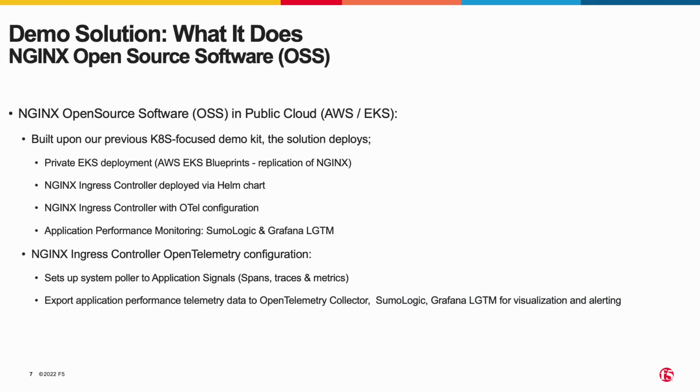For the NGINX open source software use case, this demo kit follows essentially the same steps used in the previous use case in terms of NGINX deployment within AWS EKS using Helm charts, enabling OpenTelemetry configuration, setting up Sumo Logic and Grafana for data visualization and alarming, setting up a system poller to gather application performance metrics, and ultimately exporting telemetry data from an OpenTelemetry collector to Sumo Logic and Grafana.